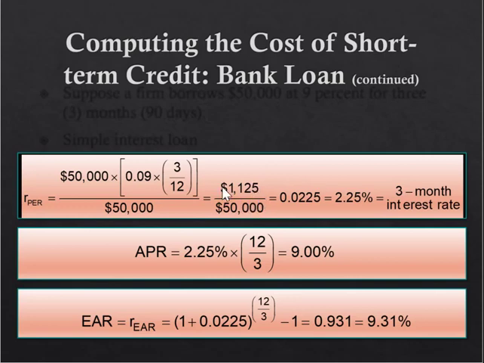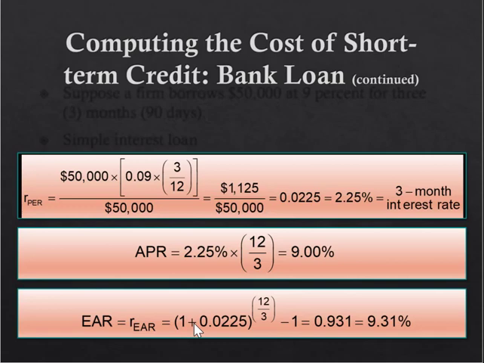So we're going to pay $1,125 over 3 months. In order to figure out what that is on an annual percentage rate basis, you take the 2.25% and multiply by 4, 12 months divided by 3. That gives you 9%. Shocker, that's the same number. The effective interest rate.